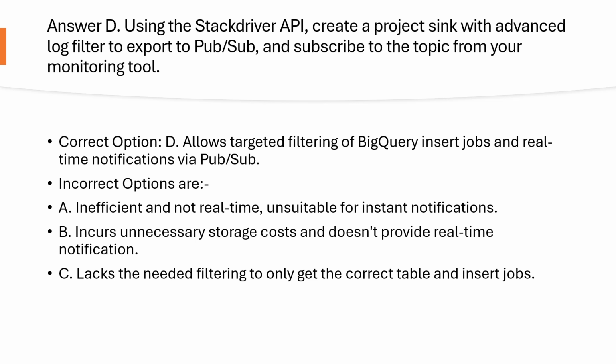Real-time export. The project sync can export filtered logs to Cloud Pub/Sub, a messaging service, in real time. Real-time notification. The monitoring tool can subscribe to the Pub/Sub topic, allowing it to receive instant notifications whenever a matching log entry is generated. This approach combines the filtering capability of Cloud Logging syncs with the real-time notification ability of Pub/Sub, providing an efficient and targeted solution.